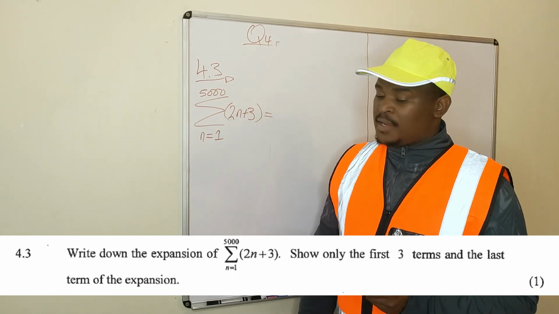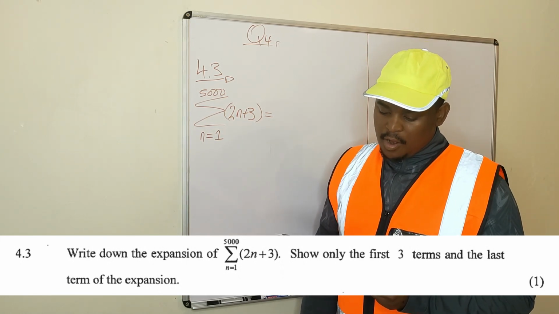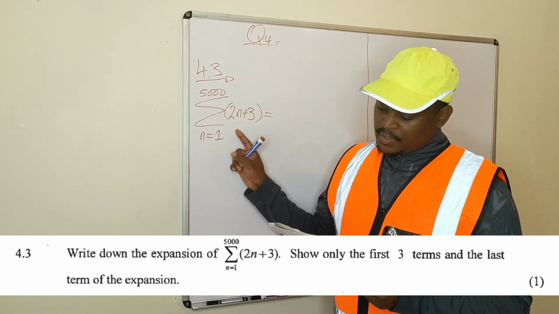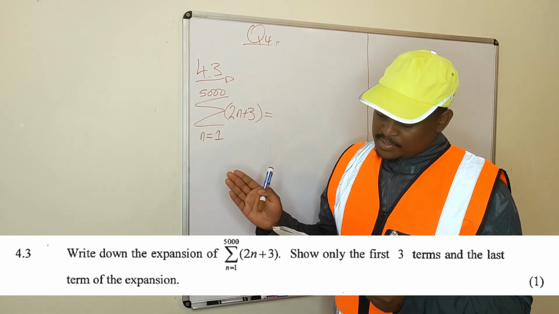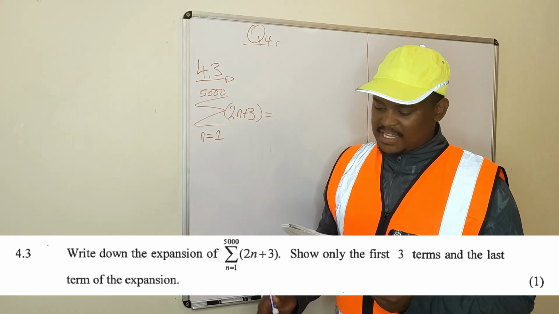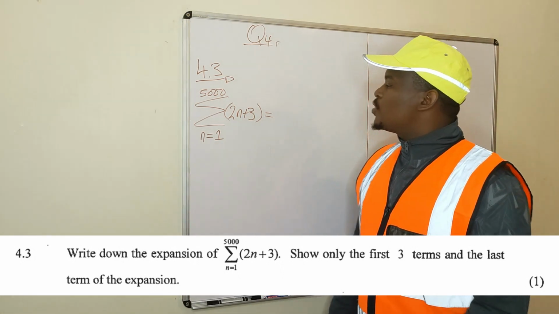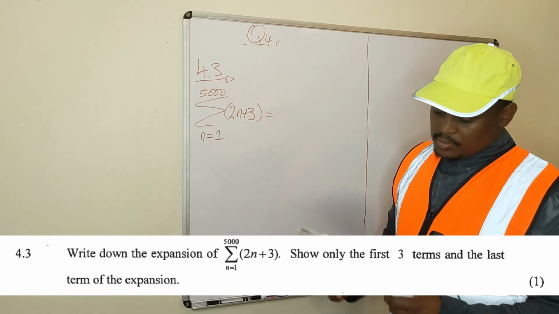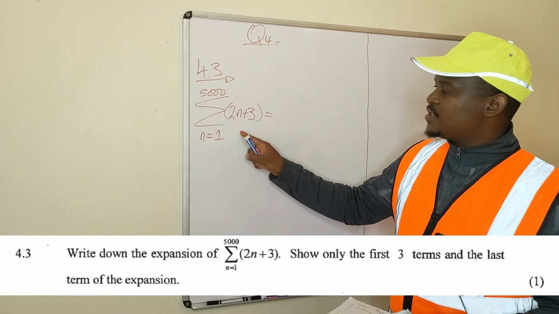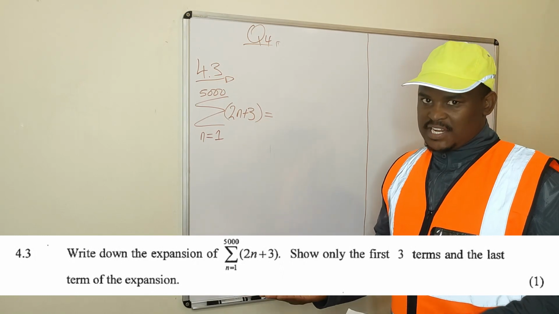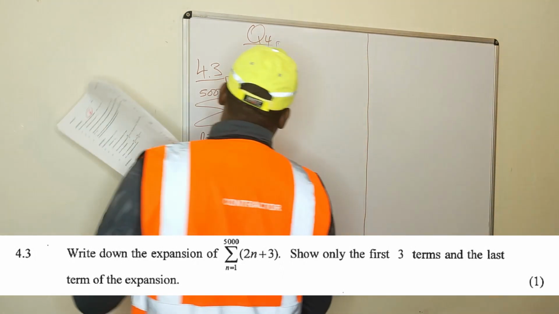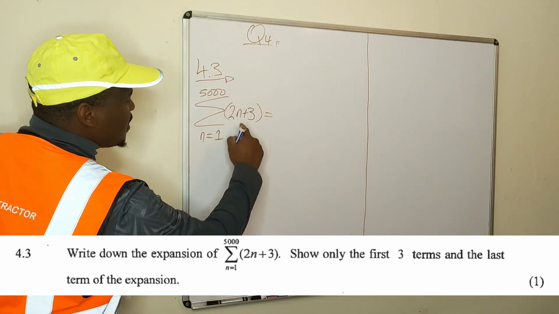So, let me read this again. Write down the expansion of this series here. Only show the first 3 terms and the last term of the expansion. So they want us to expand this, but only show the first 3 terms and the last term of the expansion. So how do you do this? So here is your nth term.